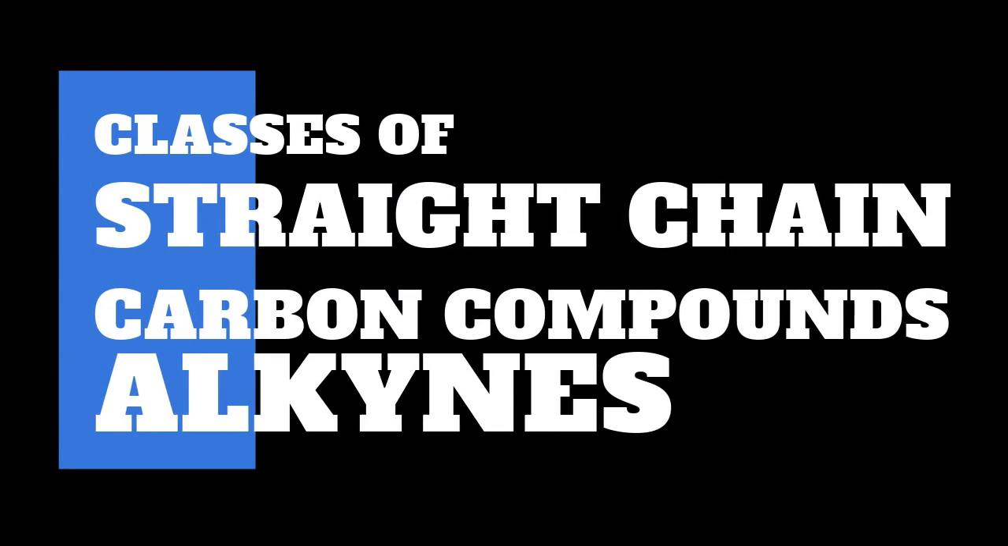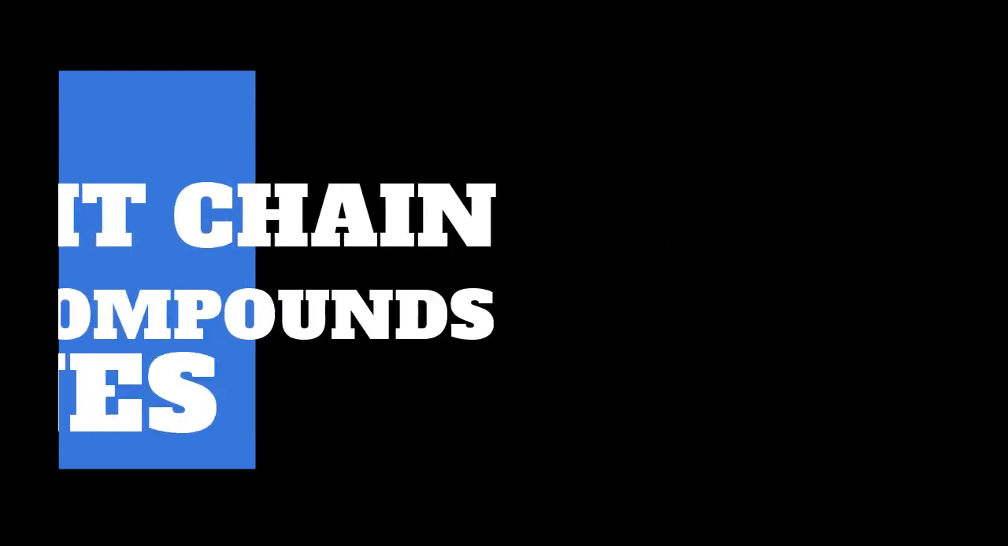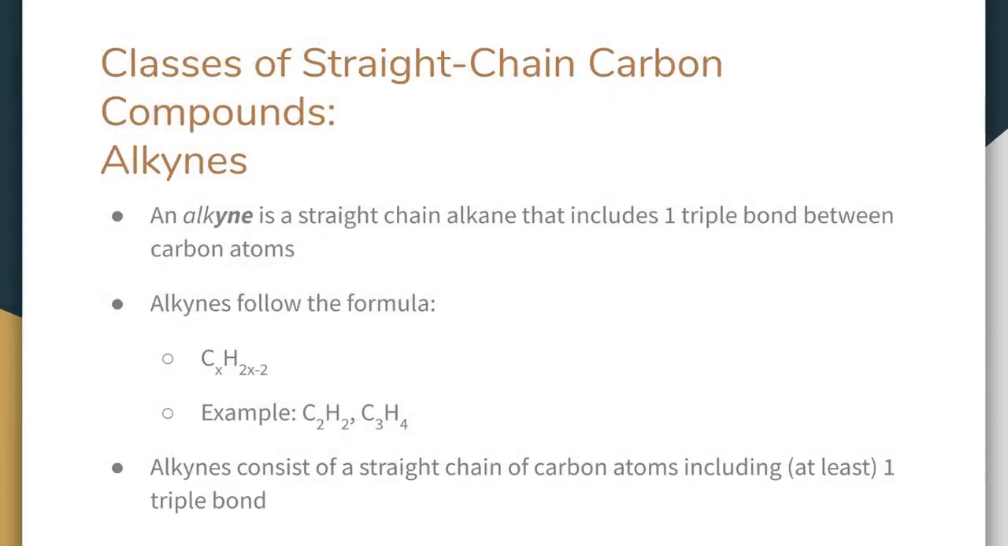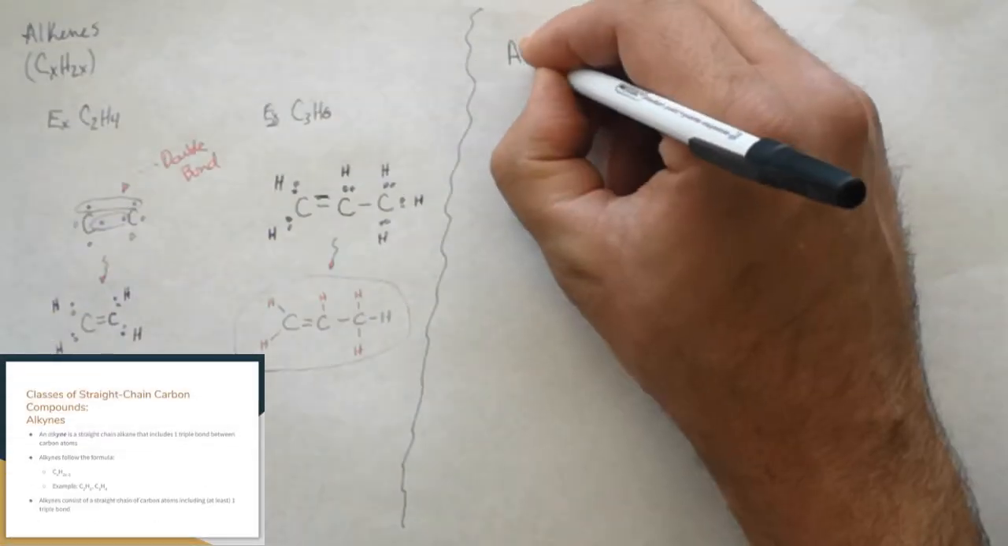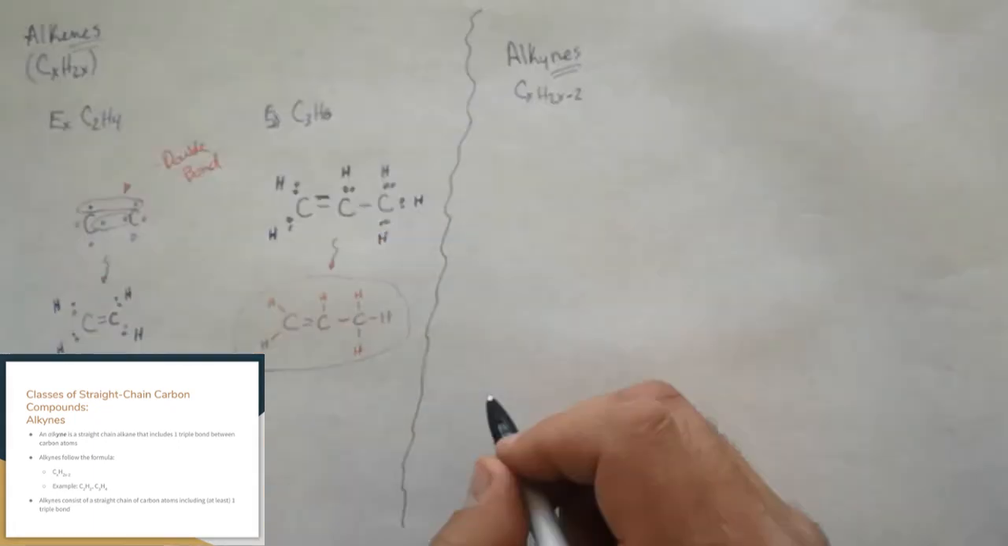Classes of straight-chain carbon compounds: alkynes. An alkyne is a straight-chain alkane that includes one triple bond between carbon atoms. Alkynes always follow the formula CxH2x-2. So for every carbon, there will be twice as many hydrogens, less 2. Let's draw an example.